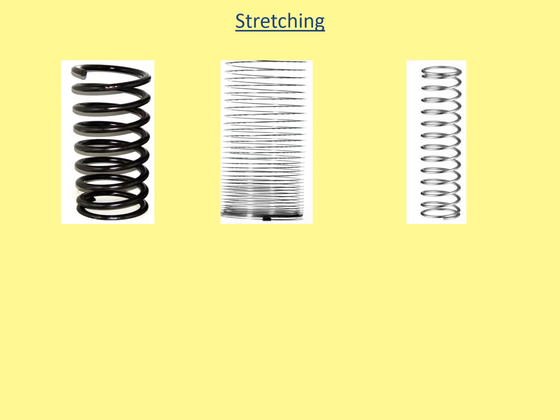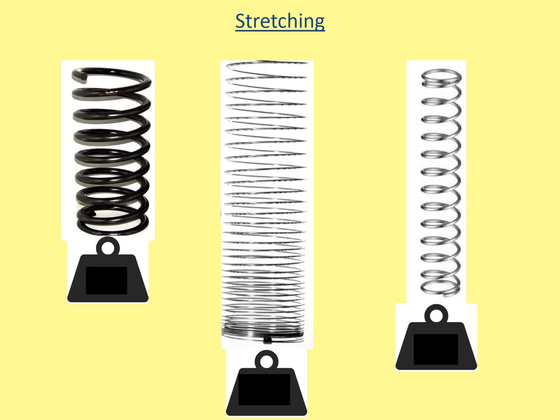Let's have a look at three different springs when we add the same mass, and therefore the same force, onto the end of each of them. As you can see, each of them extended by different amounts. This is due to how springy the spring is. On the left, you can see a thick, stiff spring. This one did not extend very much when the mass was added. In the middle, you can see quite a thin, loose spring. This one extended by the most when the mass was added.